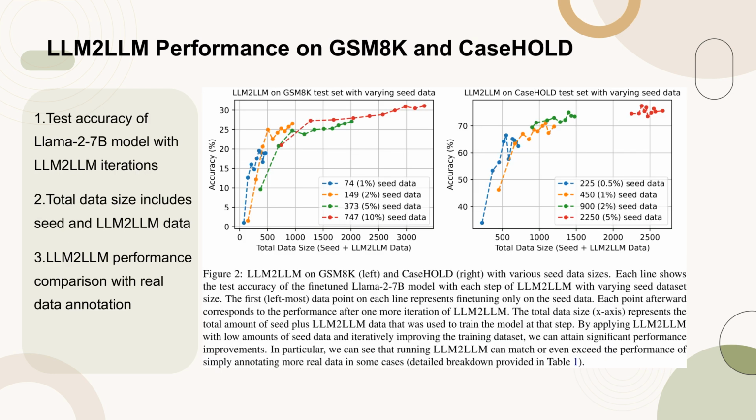Figure 2 illustrates the performance of the LLM2LLM framework on GSM-8K and CaseHOLD datasets with varying seed data sizes. Each line in the graph represents the test accuracy of the fine-tuned Llama 2-7B model after each step of LLM2LLM. The x-axis shows the total data size, which includes both the seed data and the data generated by LLM2LLM. The graph demonstrates that by iteratively applying LLM2LLM with low amounts of seed data, significant performance improvements can be achieved, sometimes even surpassing the performance of simply annotating more real data.